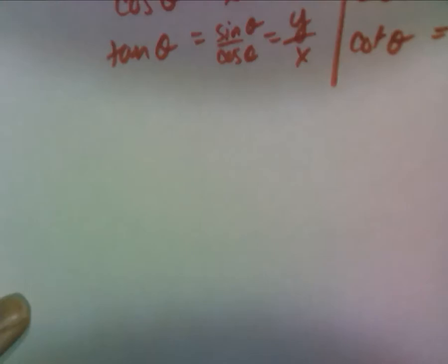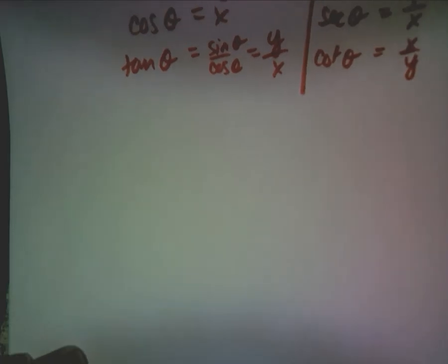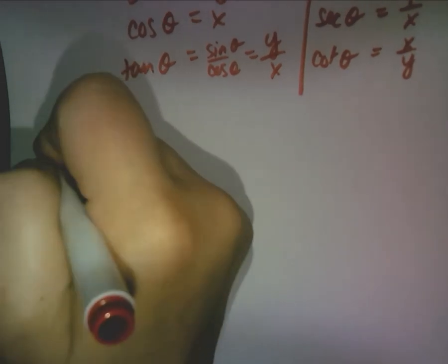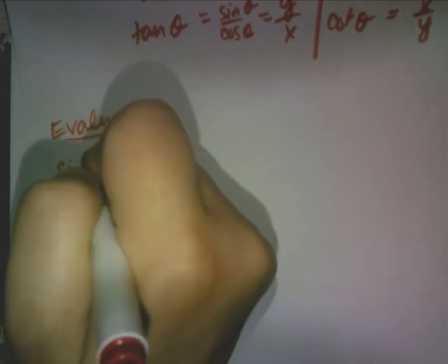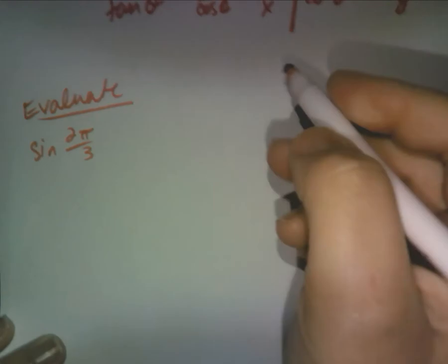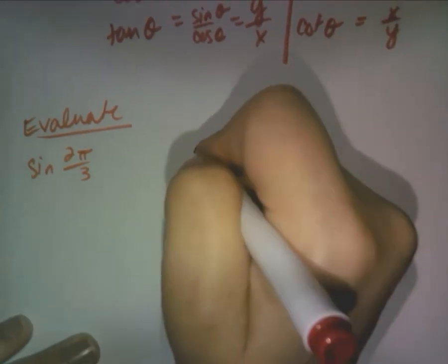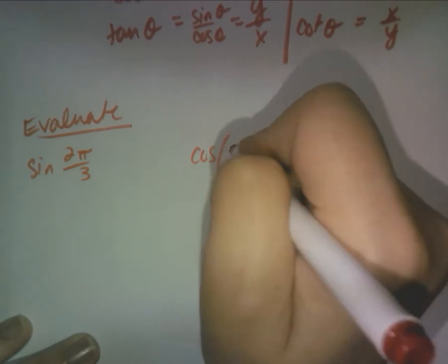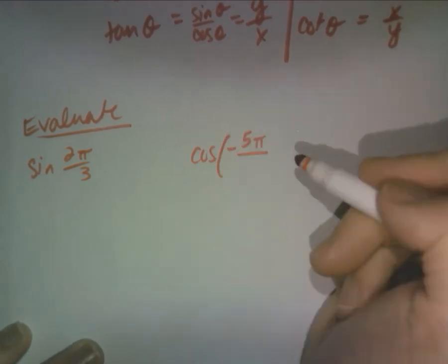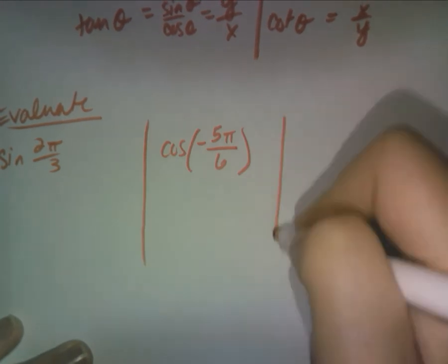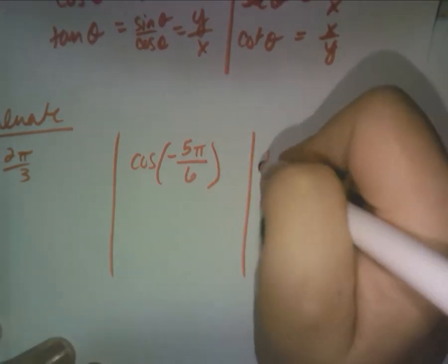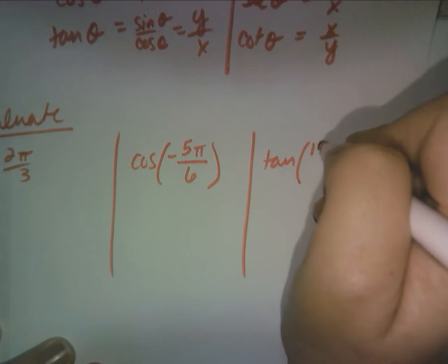All right. So from there, now that you have your lovely unit circle, let's see if you can evaluate. And you'll have to do this again on homework tonight. So let's do the sine of 2 pi over 3. Let's do the cosine, and I do want to throw a negative in there, negative 5 pi over 6. And let's do one more, the tan of 15 pi over 4.